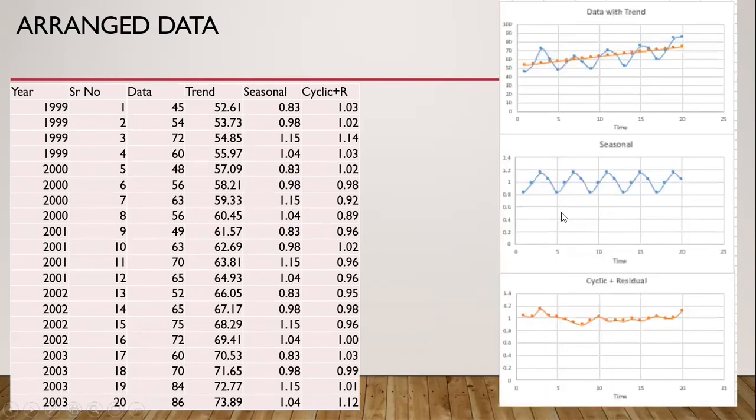So this is the plot as we have seen initially. This is the plot of this data. This is the original data. This is the trend component. This is the seasonal component, and this is the cyclic plus residual component.